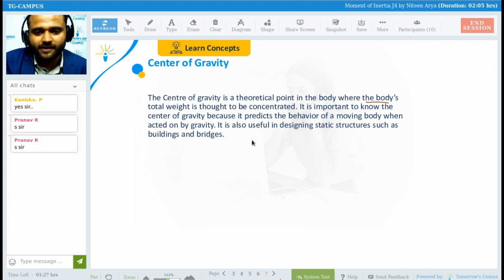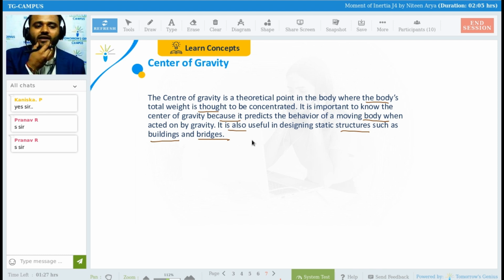So the center of gravity is a theoretical point in the body where the body's total weight is thought to be concentrated. It is important to know the center of gravity because it predicts the behavior of a moving body when acted on by gravity. It is also useful in designing static structures such as buildings or bridges.